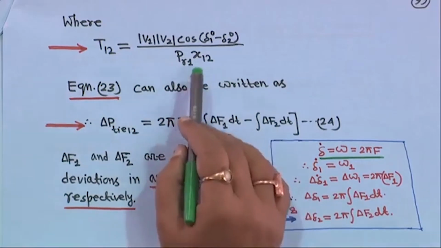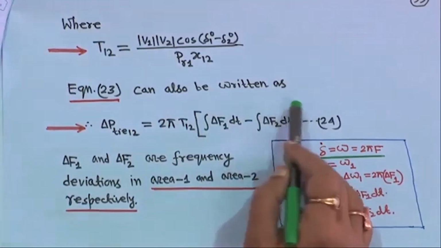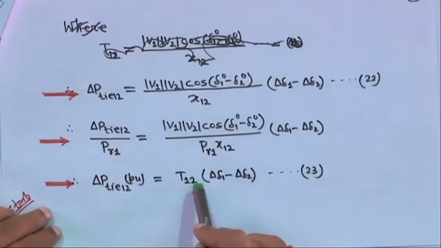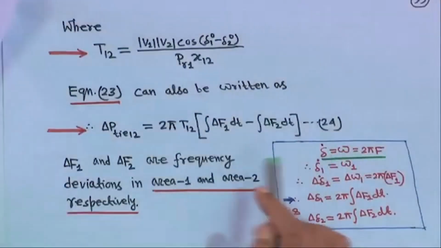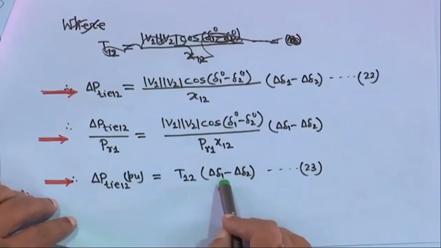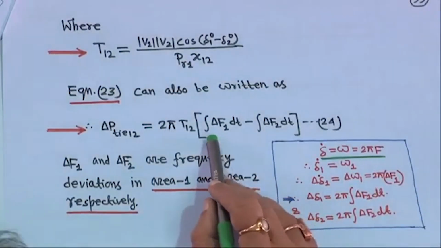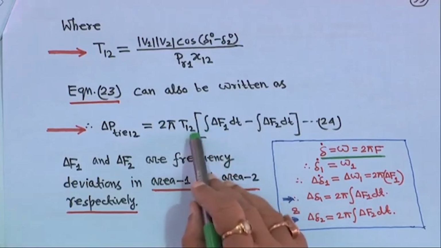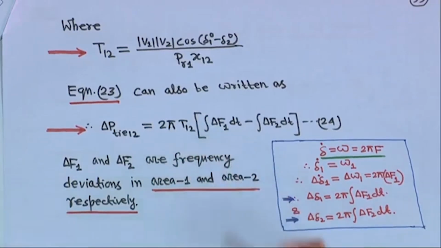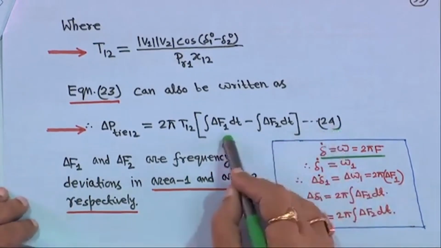Now, equation 23 can also be written as delta P_tie12 is equal to 2 pi T12, and delta delta 1 and delta delta 2 can be written as 2 pi T12 times (integral of delta f1 dt minus integral of delta f2 dt). This is equation 24. How are things coming?